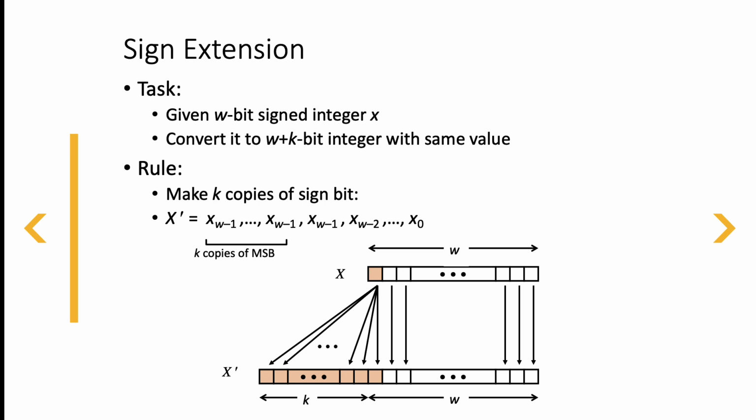Now with signed integers, it's a little more complicated, but not by much. It's actually a very, very simple process. So to convert a given W-bit signed integer to a W plus K bit signed integer, if we're going to expand it by K digits, all we have to do is something called sign extension. And that just means we make K copies of the sign bit and fill those to the left. So what we'll end up with is just a bunch of copies of the most significant bit that's already there in the smaller representation. So let's take a look at a couple examples to make sure that that's clear.